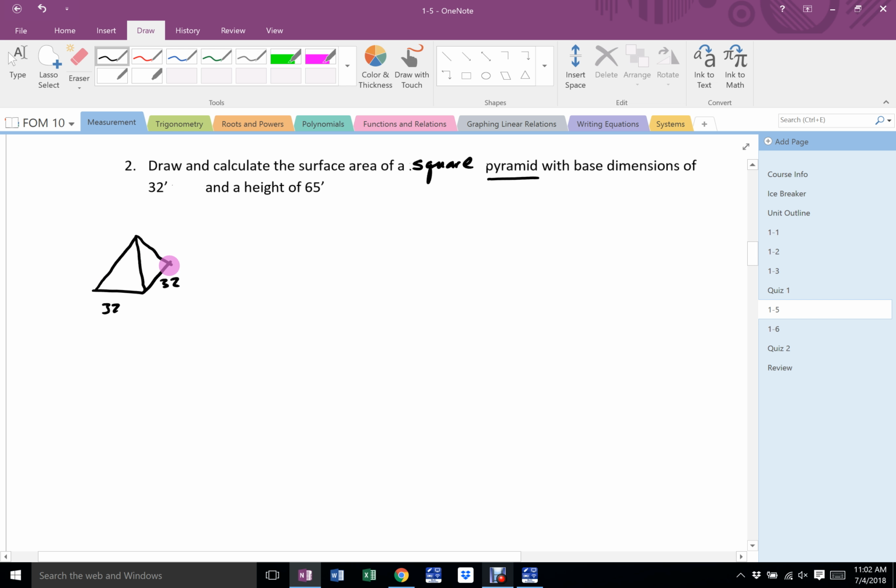Now, if I wanted the surface area of this thing, then I must need to find that triangle, yes? How many times? Times 4. And I need to find that square on the bottom. How many times? Once. So the surface area of this is really 4 triangles plus a square, right?